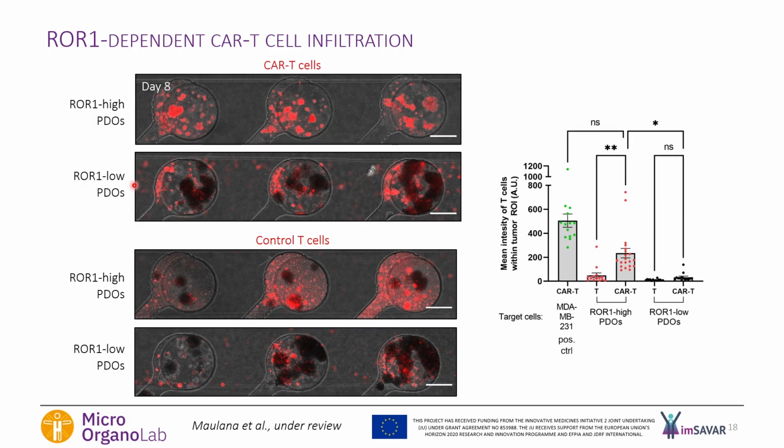Again, when we quantify the mean intensity of the T cells within the tumor, in our positive control condition, the MDA MB231 cell line, we saw the highest infiltration. The second highest is the ROR1 high patient-derived organoid condition treated with CAR T, and it remained low in the other conditions. So this shows that the relative ROR1 expression correlates with the T cell infiltration.